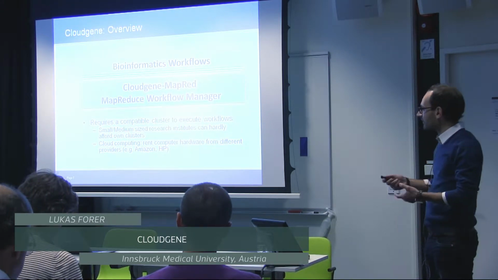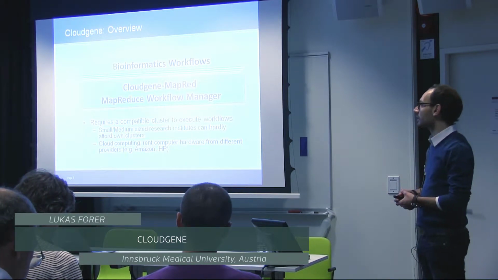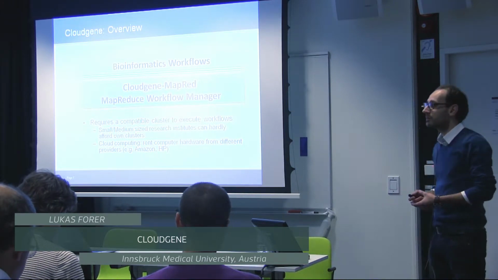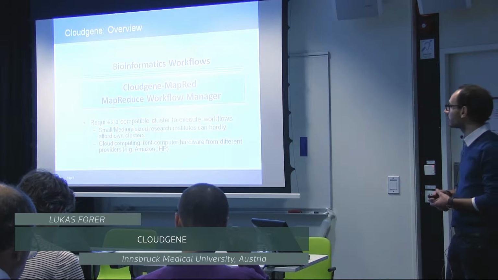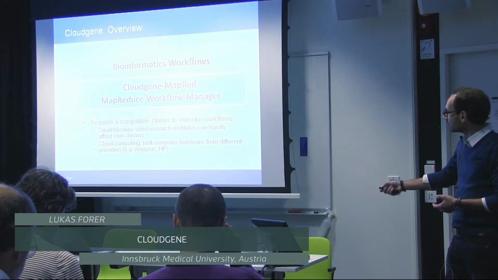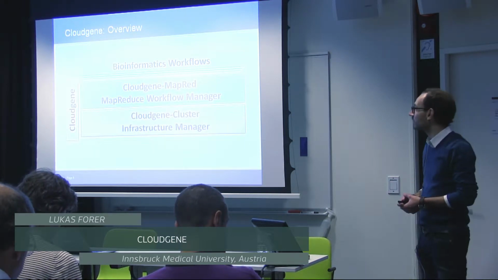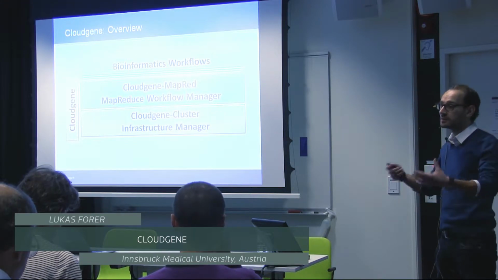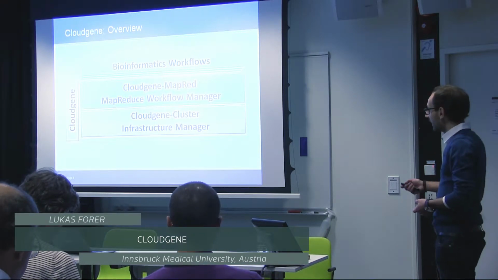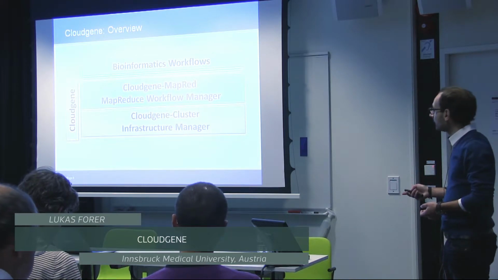And so, for example, small, medium-sized research institutes can hardly afford their own clusters, and cloud computing is a possible solution that enables us to rent computer hardware in form of virtual machines from different providers, for example, Amazon. And so, to solve this problem, we developed a second module, the Cloudgene cluster module, which is an infrastructure manager and which enables us to create a cluster in the cloud, in our example, in the Amazon cloud. And both modules together form the Cloudgene system.